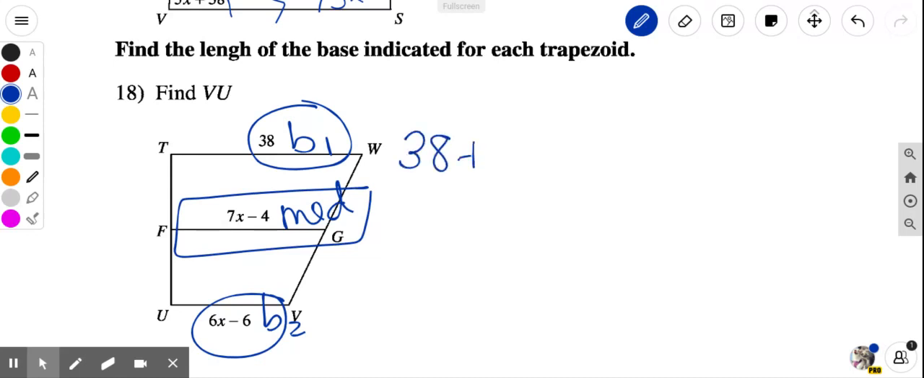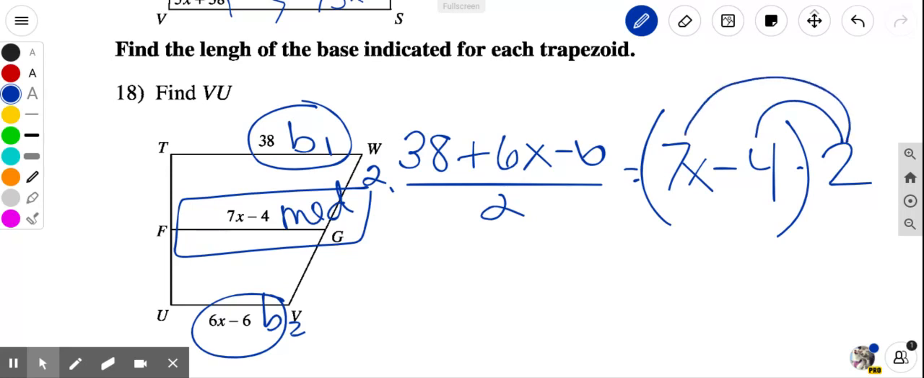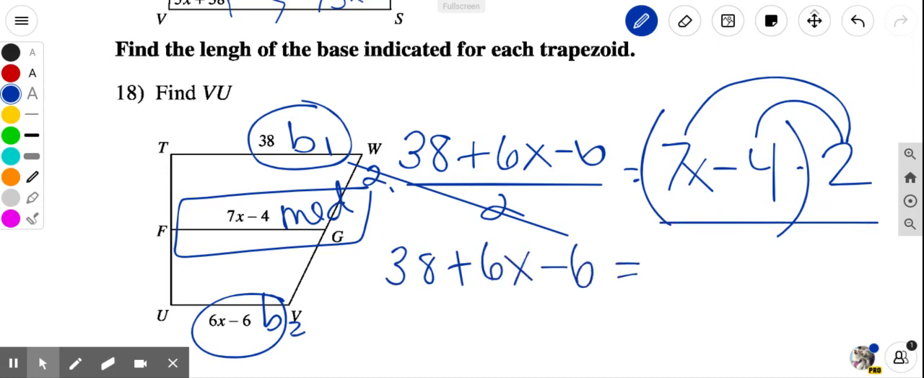And I just want to tell you one thing. So 6x minus 6 over 2 equals 7x minus 4. So the first step here is to multiply by 2. I mean, you could combine like terms if you want to, but I like to get rid of the 2 first. Remember that this 7x minus 4 is in parentheses, so you're going to be distributing that 2 to both of those terms, versus the left-hand side you don't distribute. Okay, so then you end up with 38 plus 6x minus 6 equals whatever this ends up being, and then you solve for x.